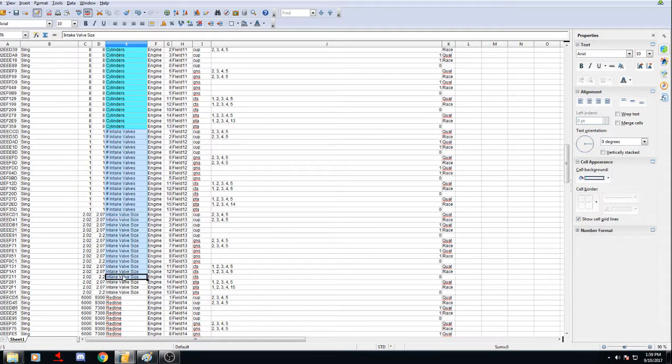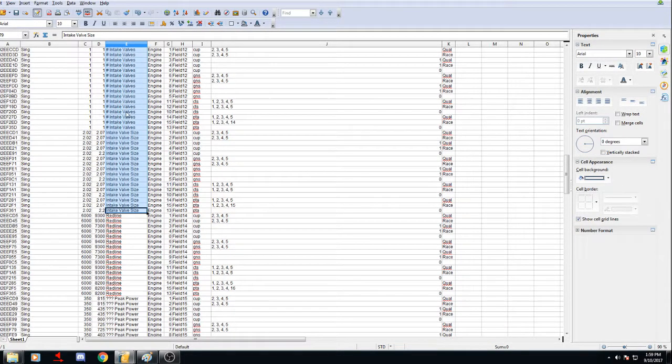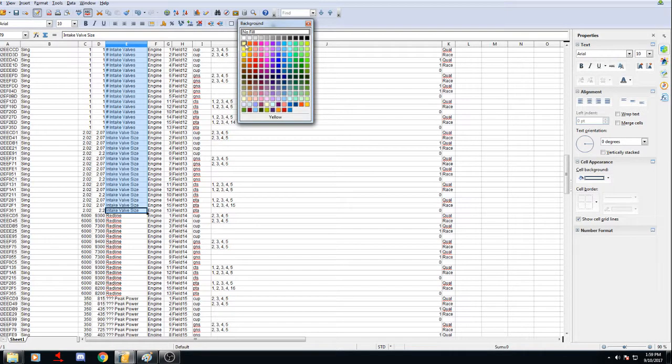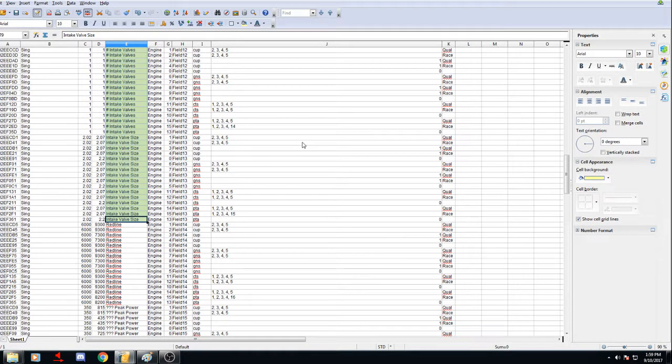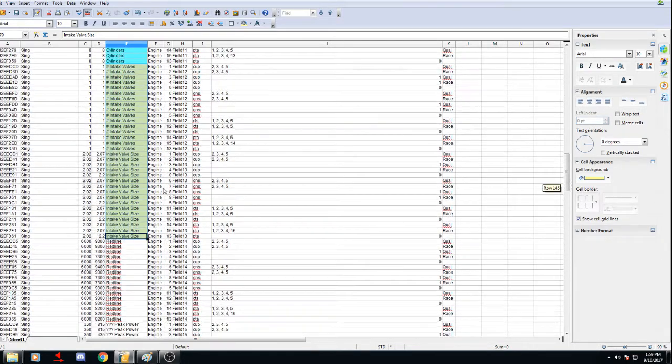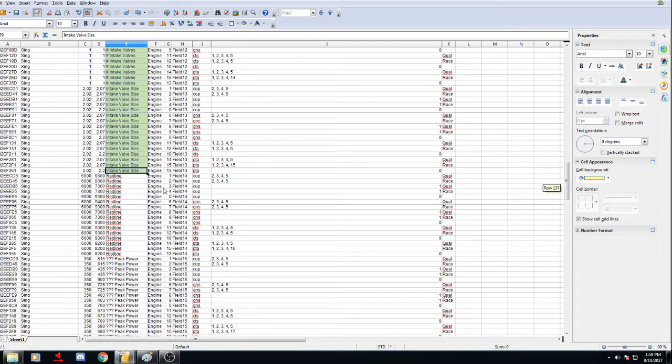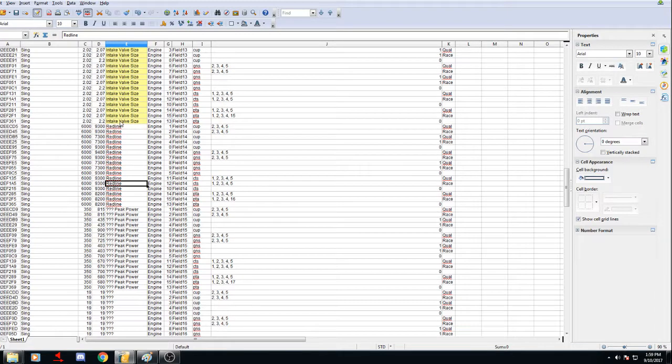Number of intake valves and the size of the intake valve. Those of you that are familiar with what an intake valve is, no questions asked, but if you don't, I strongly encourage you to look up what an intake valve is. Red line.